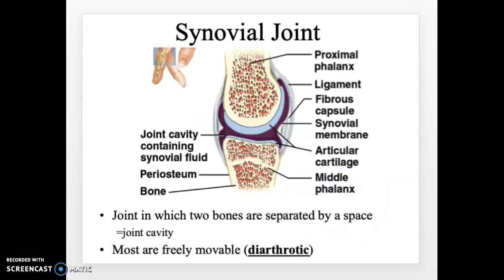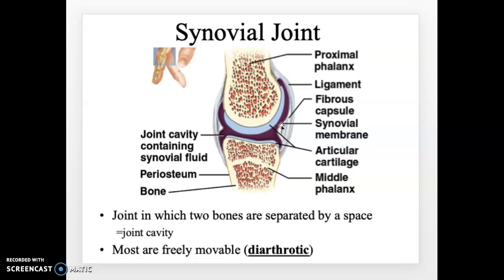Synovial joints are a little bit different. These are the ones that we think of. So here's the bone, here's the other bone. In light blue is the articular cartilage that resists compression and absorbs shock. And then this purple is the joint cavity that contains synovial fluid.